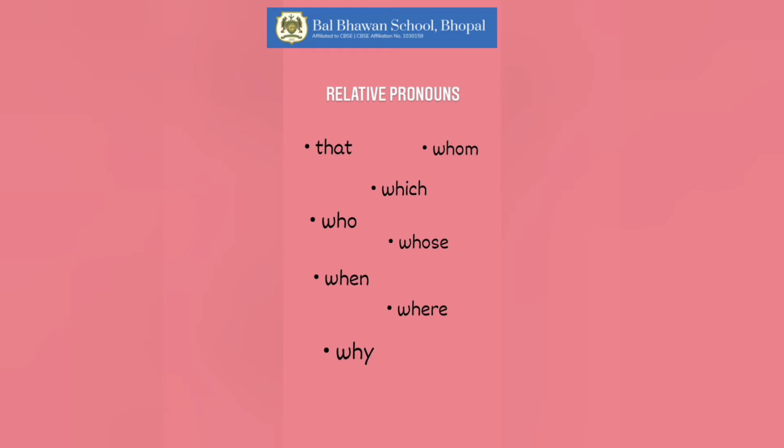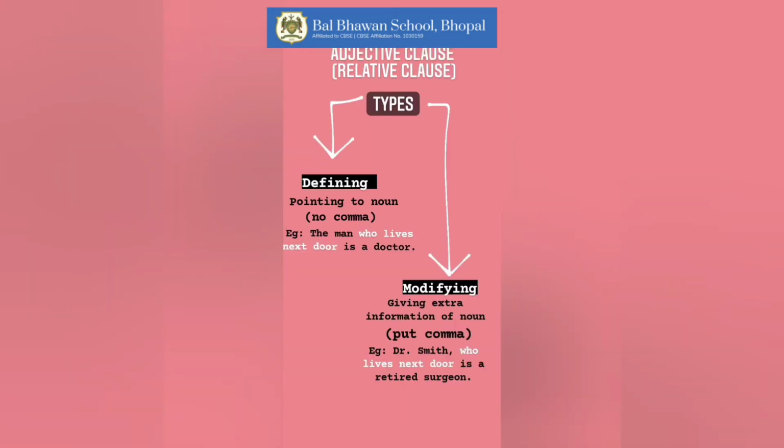Now, adjective clauses or relative clauses are of two types, defining and modifying. Defining means it points out the noun. The sentences which have a defining adjective clause do not have commas. For example, the man who lives next door is a doctor. This is a defining adjective clause. It does not have any commas in it.